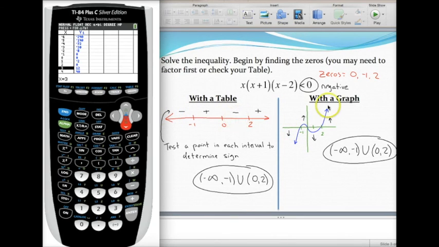So once again, I was checking to see where the graph is negative. The two intervals where the graph was negative, just like we saw using the graph, if we use the table, anywhere from negative infinity to negative 1, the graph is negative, and also between 0 and 2. The graph is below 0 and negative. So those two intervals represent my solution.